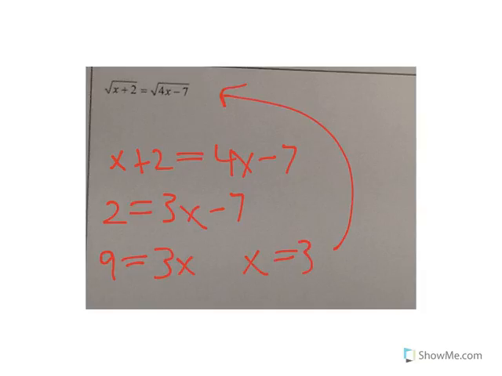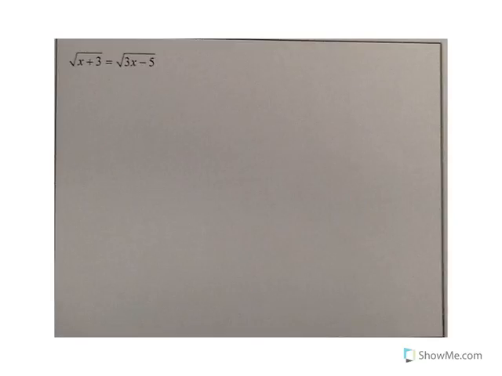Does that work when we plug it back in there? The left-hand side is going to be square root of 5. The right-hand side is going to be square root of 5. So yeah, those two things are equal.